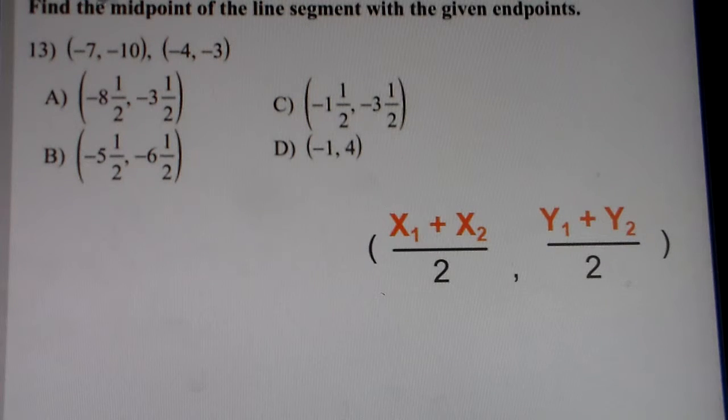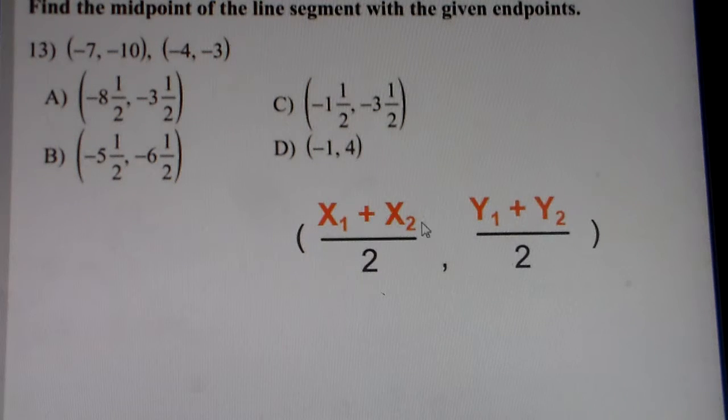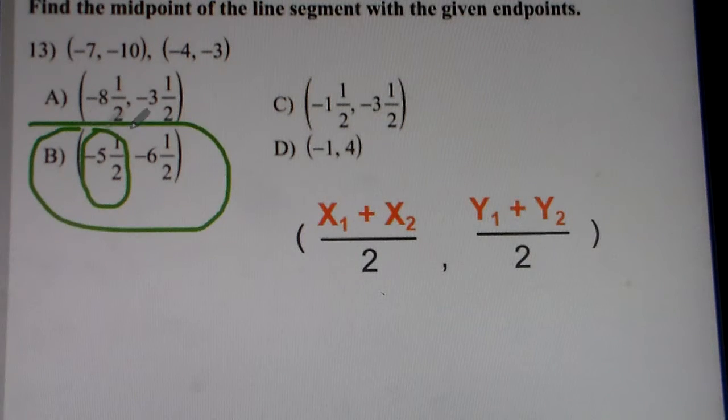Number 13, we're now using the midpoint formula. Midpoint formula is this formula right here. We take the average of the x's, and then we take the average of the y's. So negative 7 minus 4 gets you negative 11. Negative 11 divided by 2 gets you negative 5.5. Negative 10 minus 3 gets you negative 13. Negative 13 divided by 2 gets you negative 6.5. So the answer is B.